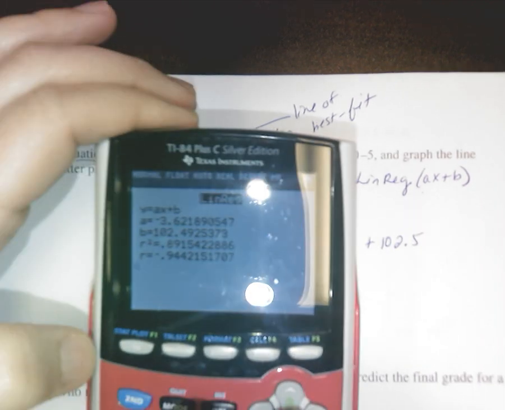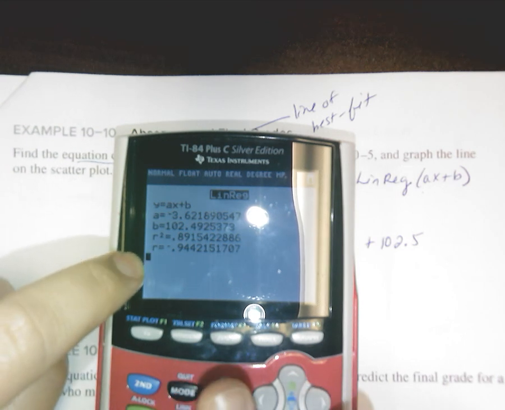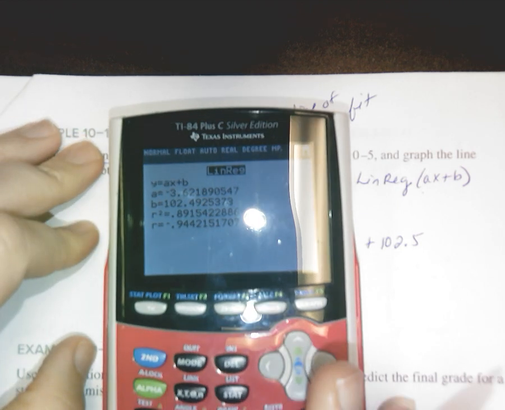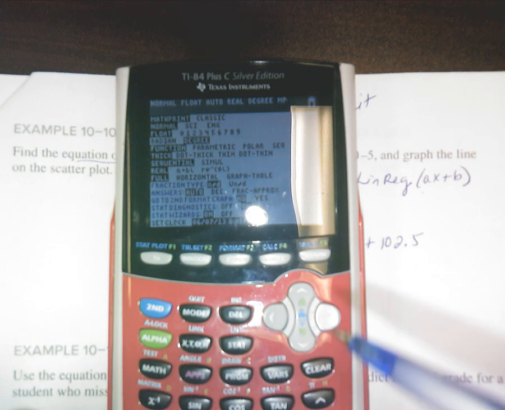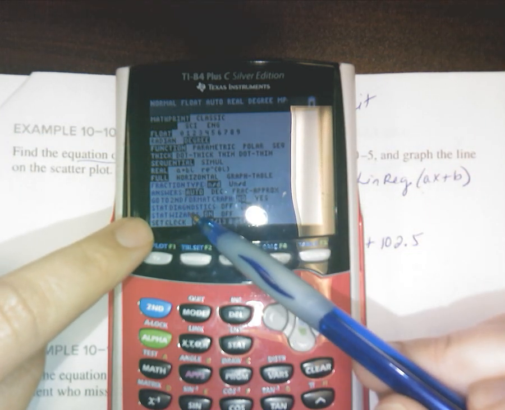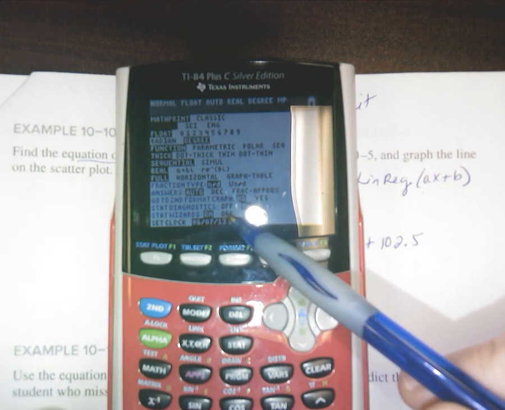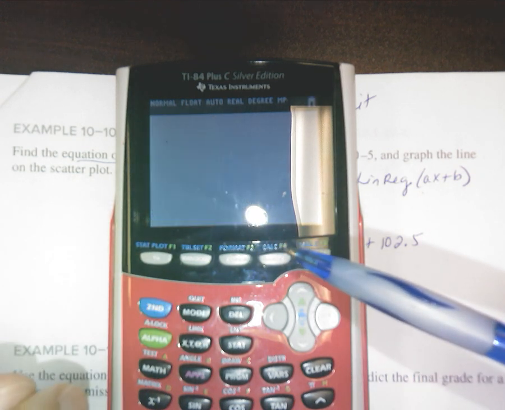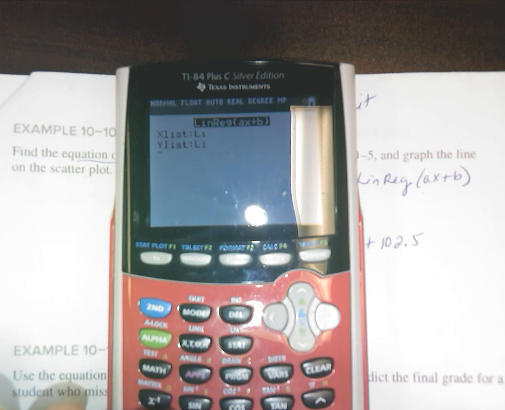Now, you should have seen these other two numbers come up. If they didn't come up on your calculator, then you need to go to your calculator right now. You're going to go to mode, and you're going to go all the way down to where it says stat diagnostics, and make sure it's turned on. If it was off, that's why you didn't get those two numbers. Turn it on and then do the process again. Stat, calc, linreg. Enter, enter, enter.